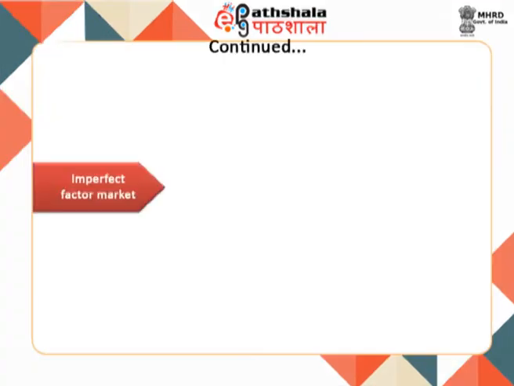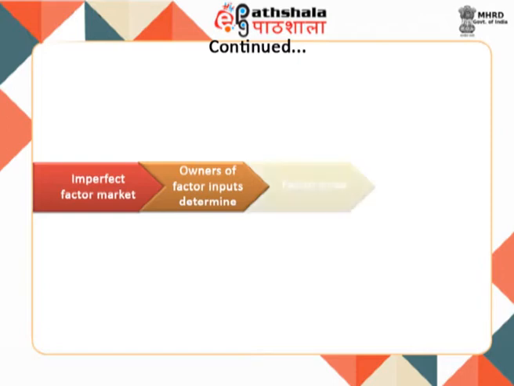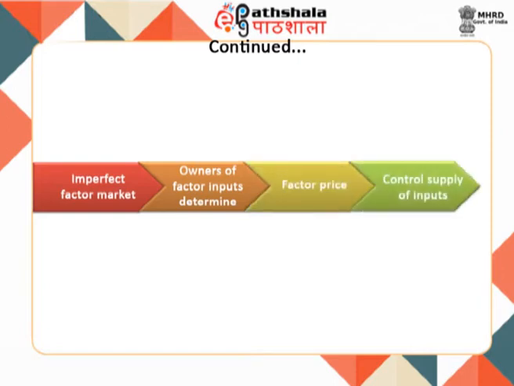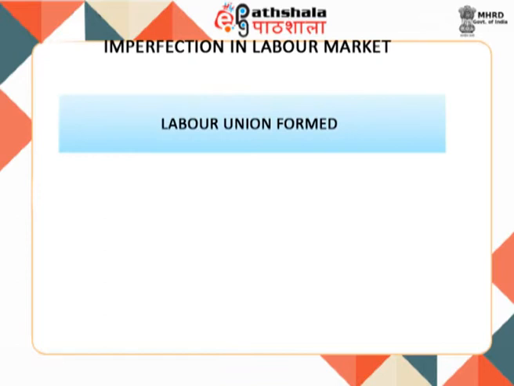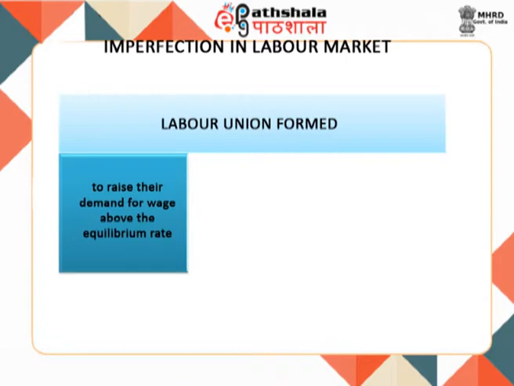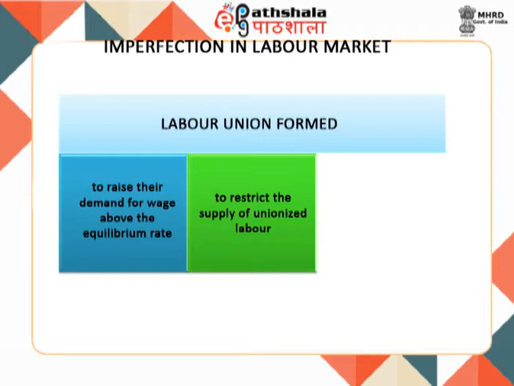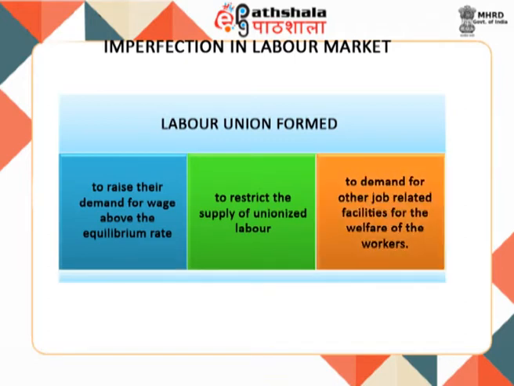By imperfect factor market, we mean to say that owners of factor inputs enjoy market power to determine the factor price and to control its supply. In the labor market, imperfection arises when workers enjoy bargaining power by forming a labor union to raise their demand for wage above the equilibrium rate, to restrict the supply of unionized labor, and to demand other job-related facilities for the welfare of the workers.